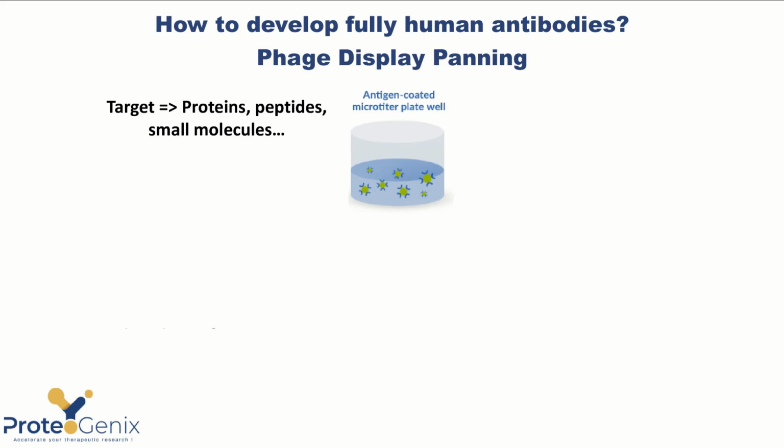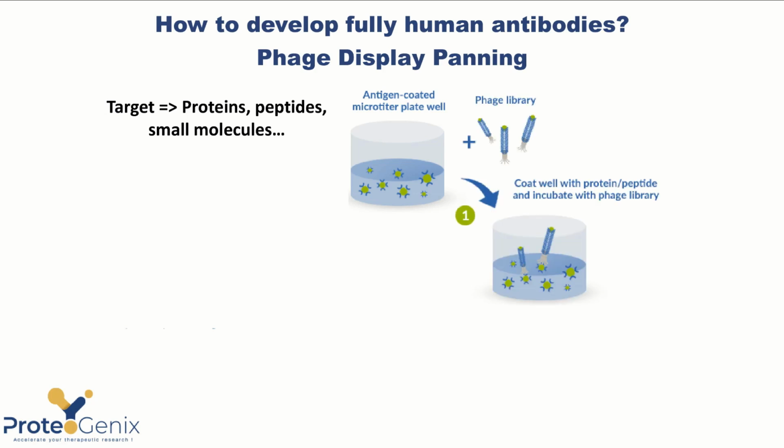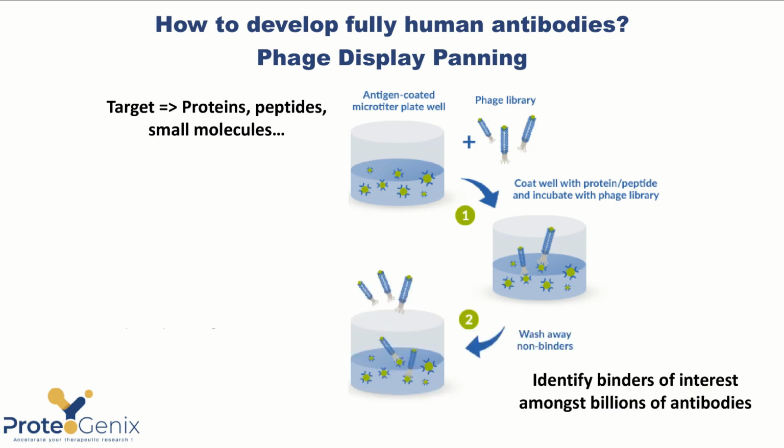So the question then remains, how do we then use this library to get out fully human antibodies? This process is known as panning, whereby we first coat our target, which may be a protein, a peptide, or even a small molecule, to which we then add our phage library representing the human immune repertoire of antibodies, with those which carry antibodies specific for our antigen then binding to the antigen, while the majority of the phages which are non-specific would be washed away, allowing us to identify binders of interest amongst the billions of different antibodies present in our phage display library.